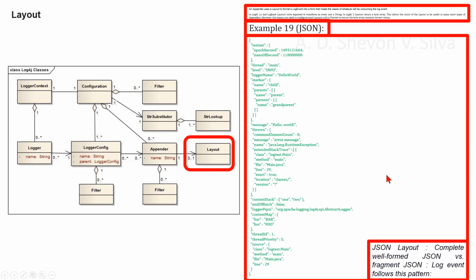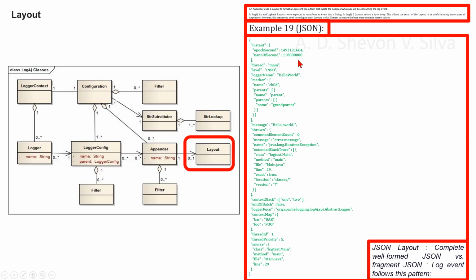Now we are considering JSON layout, the complete well-formed JSON versus fragmented JSON. The log event follows this pattern. If you configure complete equals true, the appender will output a well-formed JSON document. By default, complete equals false. You should include the output as an external file in a separate file to form a well-formed JSON document.